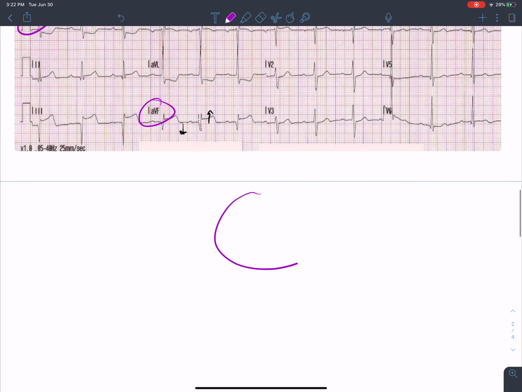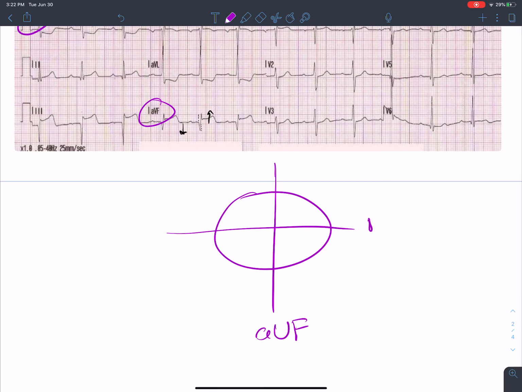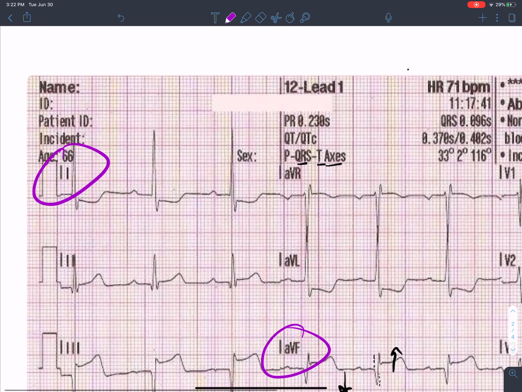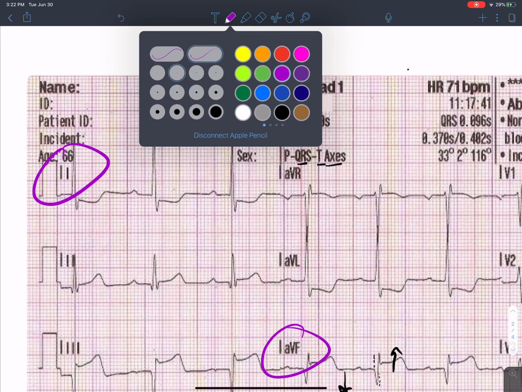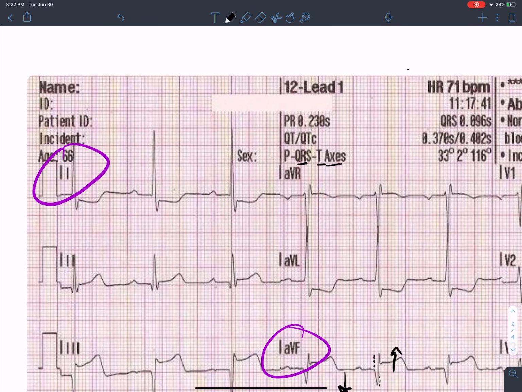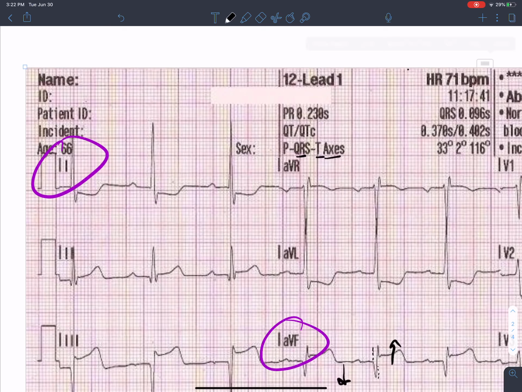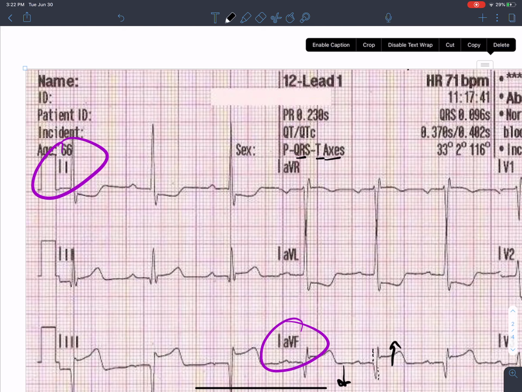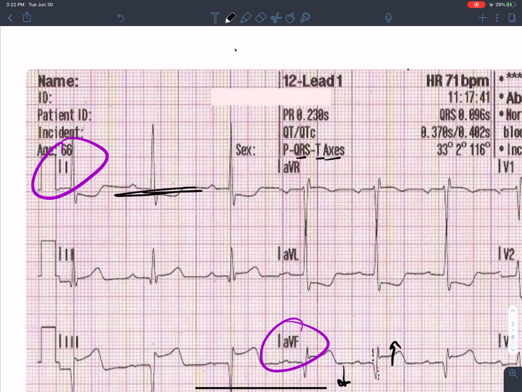I'm going to draw our little thing here to make our lives easy. 1, AVF. Let's look at lead 1. Now what we want to look at here is the isoelectric line right here. That's our isoelectric line. What we want to figure out is whether more of the deflection from that isoelectric line is going up, positive, or going down, negative.